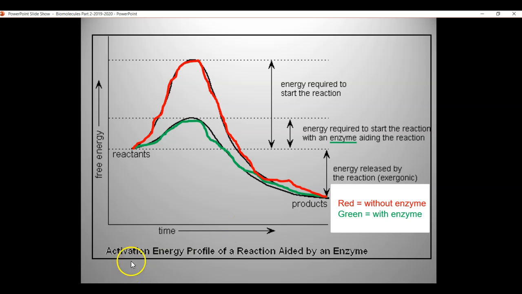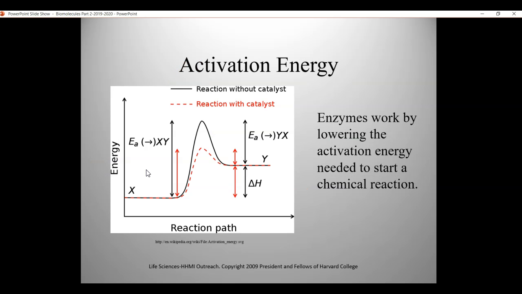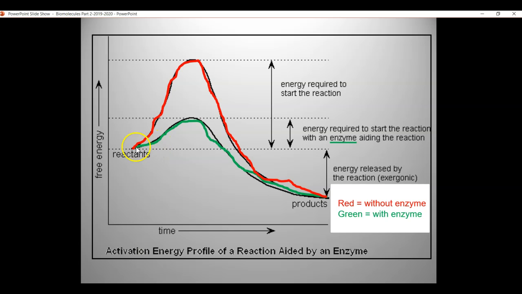If you look at this graph, it says energy profile of a reaction aided by an enzyme. Here are our reactants, just like the substrate. That's our substrate right here. The red is the reaction that happens without an enzyme. This is the amount of energy required to start the reaction. It's building up, and it finally gets that energy, right? Now it's reached its peak, it can activate and start the process of breaking down that substrate into the products that we needed.